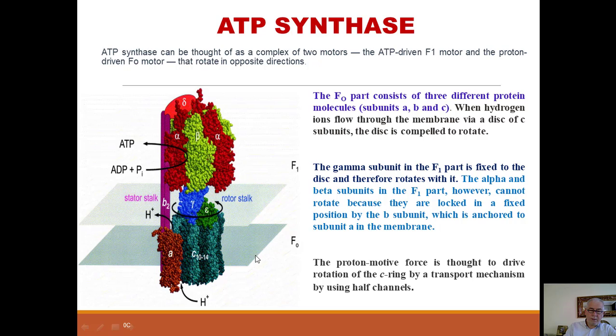And we know that the C ring of F0 has at least 10 subunits and binds protons from the intermembrane space, and gives the protons to the A subunit, and these protons go on to enter the matrix. The C ring should be able to rotate in either direction.